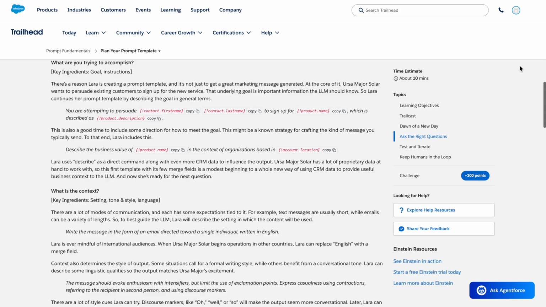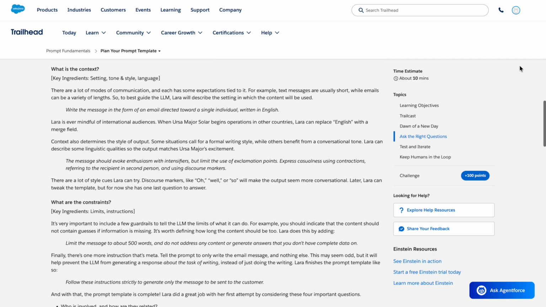Ursa Major Solar has a lot of proprietary data at hand to work with, so this first template with its few merge fields is a modest beginning to a whole new way of using CRM data to provide useful business context to the LLM. And now she's ready for the next question. What is the context? Setting, tone and style, language.